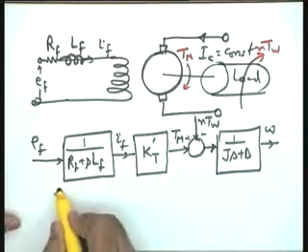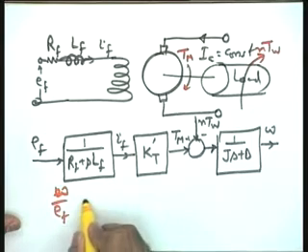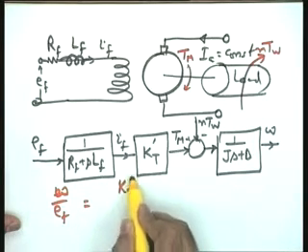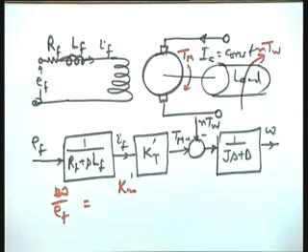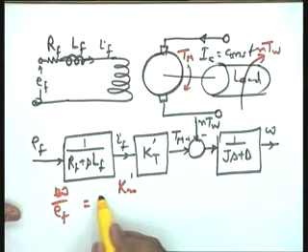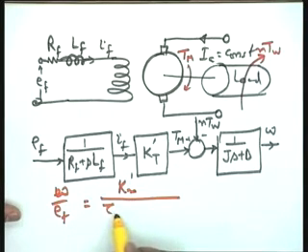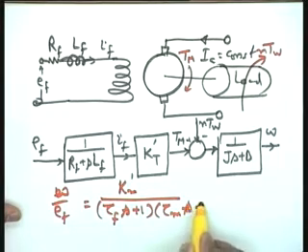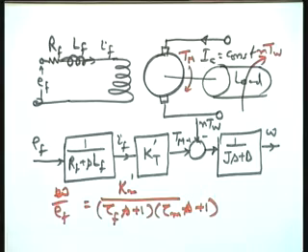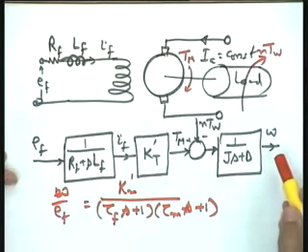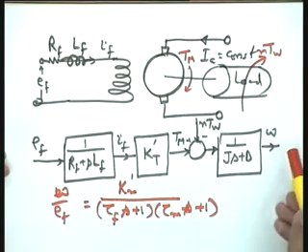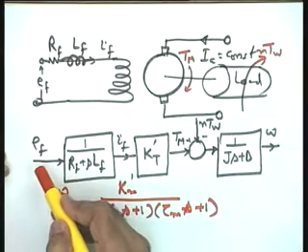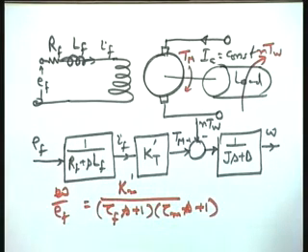Between omega and EF, what is the model? Between omega and EF, please note that I can write this as Km dash only to differentiate it from the earlier value Km divided by, I think it can be directly written now, tau f s plus 1 into tau m s plus 1. This is a second order model, but if I take the relationship between the position theta m and the voltage EF, it becomes a third order model.